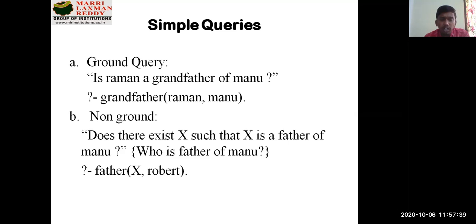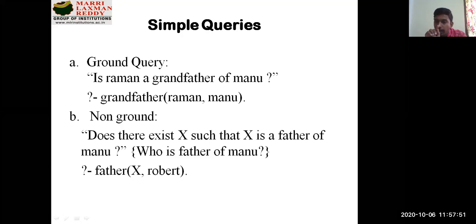Coming to the non-ground query: does there exist X such that X is a father of Manu? That is, I'm asking the question, who is the father of Manu? Question mark hyphen father(X, Robert). Here we have one variable. That's why it is called a non-ground query.